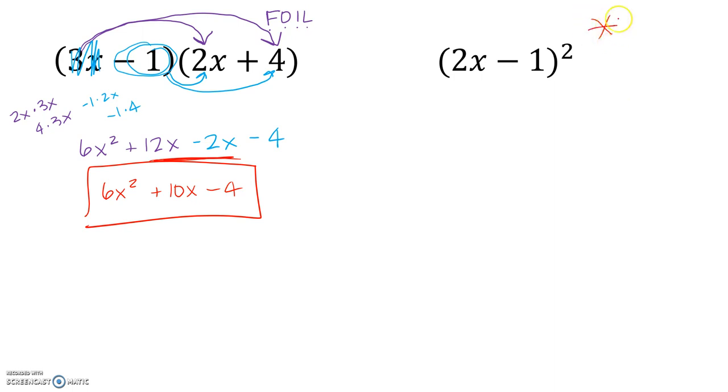This problem here is a very commonly missed problem. A lot of times people just try to square everything and say that your answer is 4x squared plus 1, which is incorrect. When you have a quantity squared, that means that you are multiplying 2x minus 1 times 2x minus 1. It's a foiling problem.